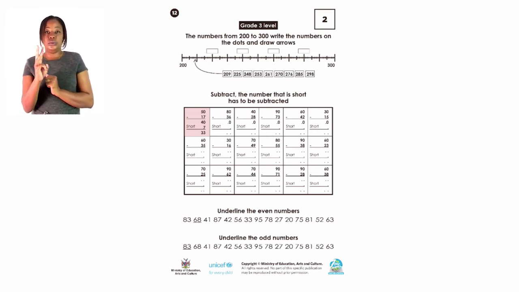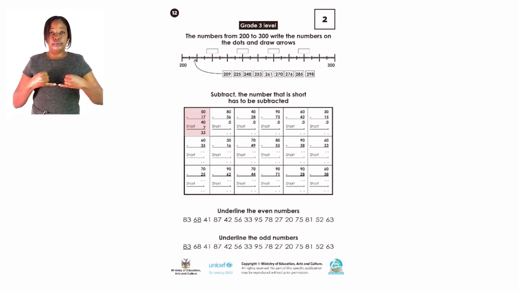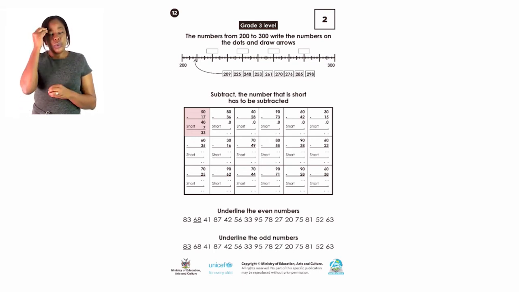Now we are given a number line. Remember, whenever we are given a number line to count on, you must first find out the sequence in which they are counting. Are they counting in ones or in twos or in fives or in whatever number? You have to find out. Our number line starts from 200 up to 300.